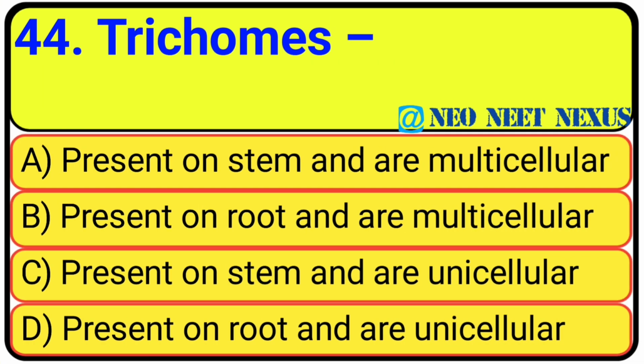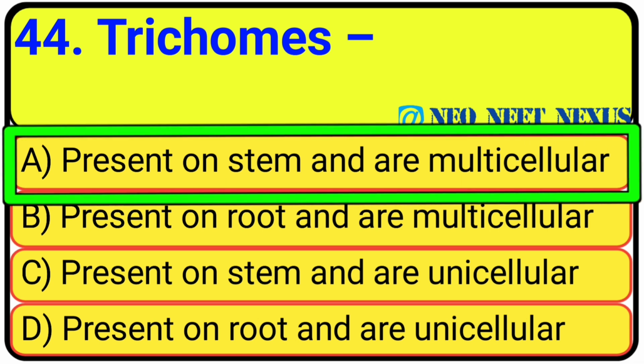Next, trichomes. A. present on stem and are multicellular, B. present on root and are multicellular, C. present on stem and are unicellular, D. present on root and are unicellular. Correct answer is option A, present on stem and are multicellular.